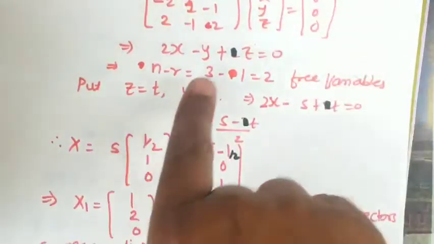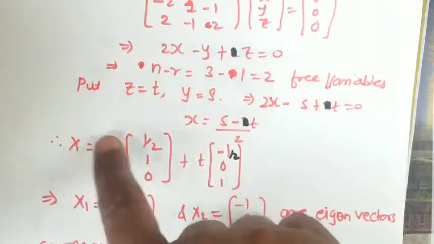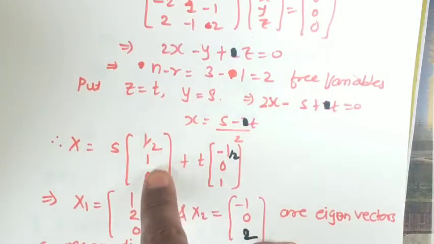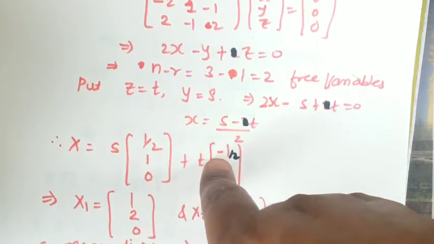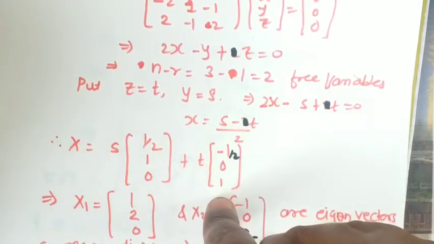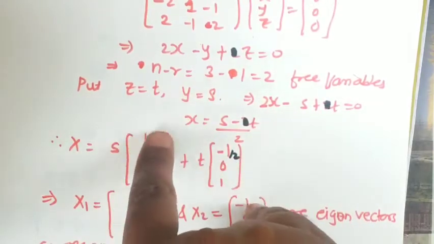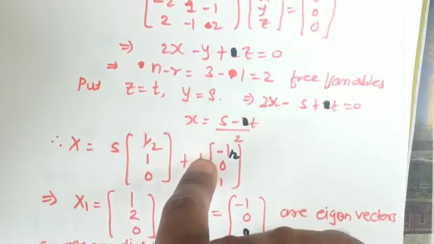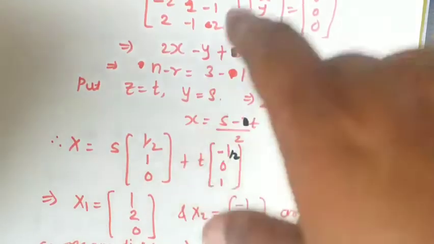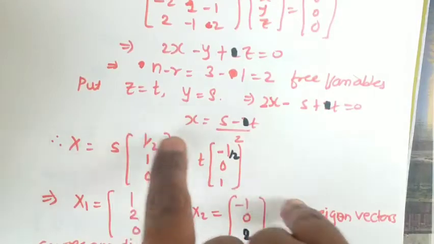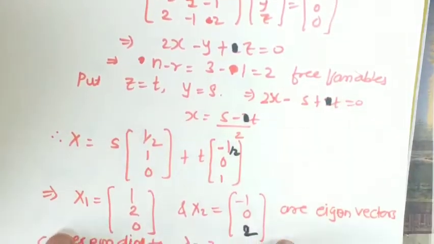Now after putting the values of x, y, z in capital X, we'll get capital X equal to s times (half, 1, 0) plus t times (minus half, 0, 1). Because two parameters are there, one vector will be the coefficient of s, and one vector will be the coefficient of t. So in that way you'll get two vectors. These two are the vectors associated with lambda equal to 2.